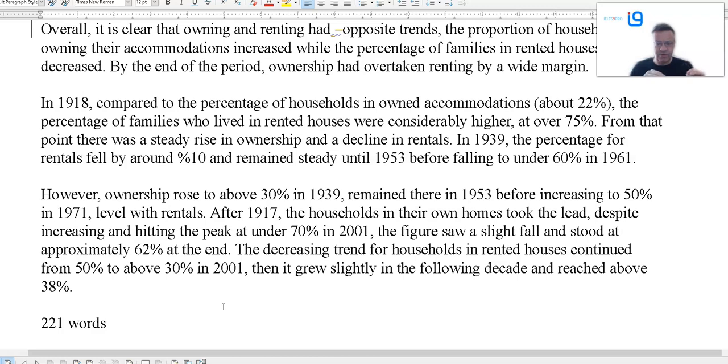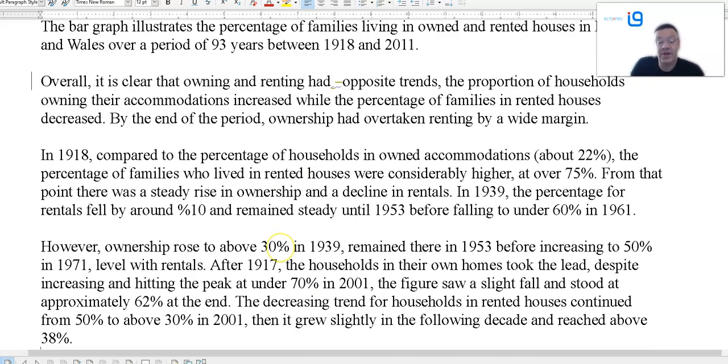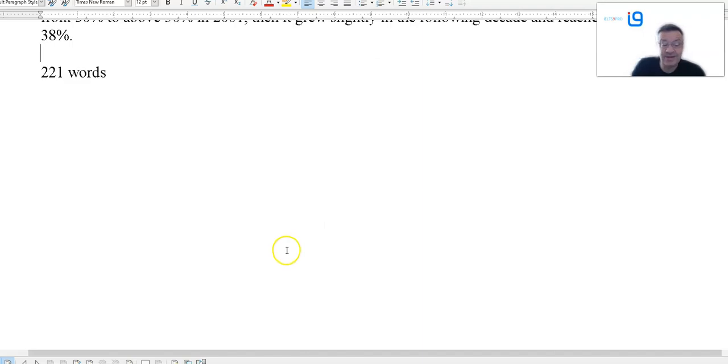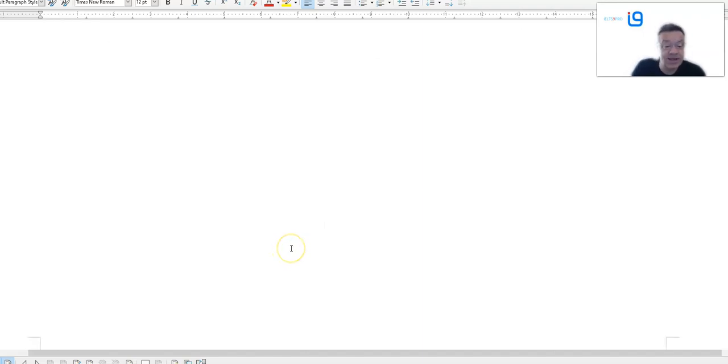50% level with rentals in 1971. So after 1971, the households took the lead. Took the lead. It's not like a race. So how can it take a lead despite increasing the peak? So despite peaking, it sort of fall. It took the lead. Anyway, if you're confusing the reader, that's not usually a good idea.